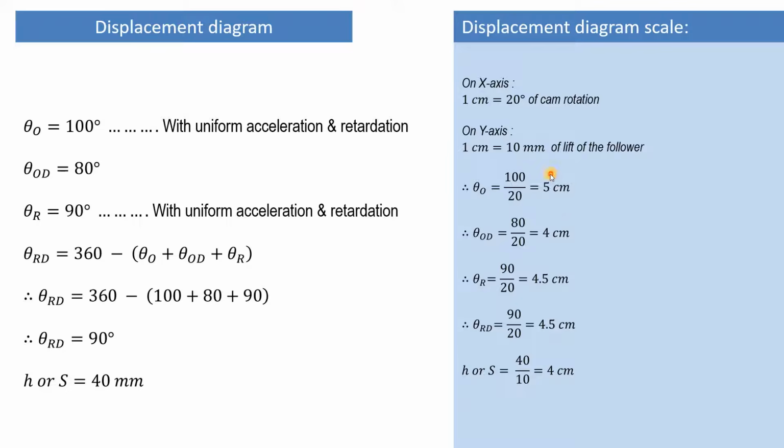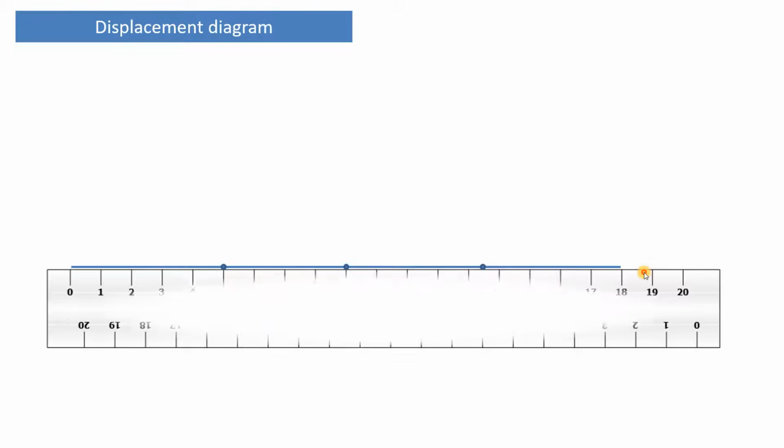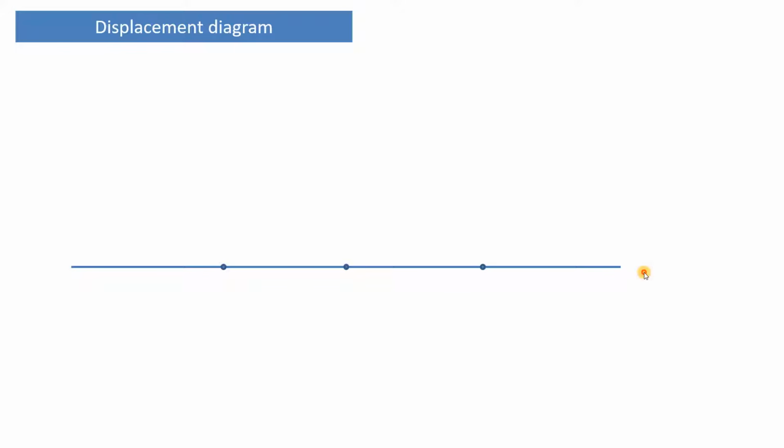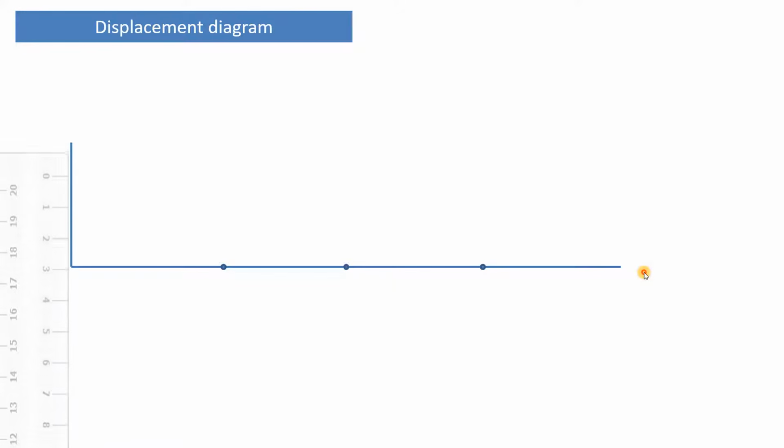Now if you want to divide this, then 5 centimeter we have to divide into 6 parts, and a return stroke, that is 4.5 centimeter, that also we have to divide into 6 parts. So that is the critical part in this particular example. So total length is of 18 centimeter, that is outstroke 5 plus 4 plus 4.5 plus 4.5, that total length is 18 centimeter. Then the lift of the follower is 4 centimeter, so that we have drawn.